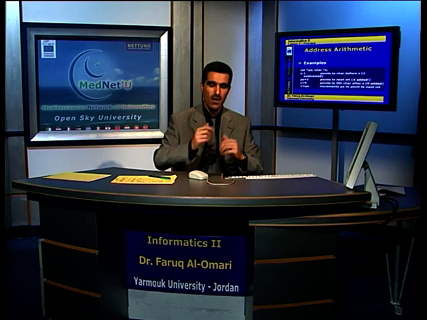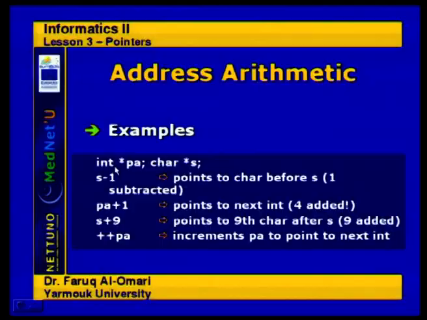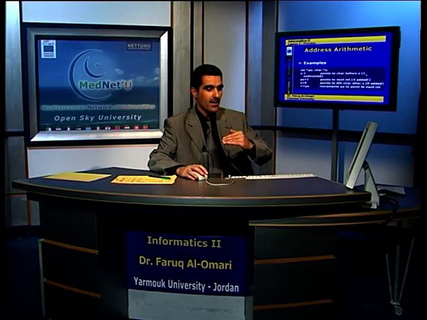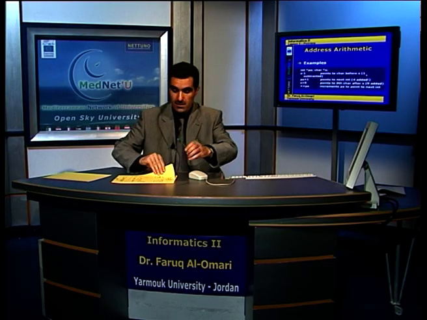Let's see some examples and how we manipulate things. Okay, and here I have 2 pointers. One of them is called PA, which points to integer, 4 bytes in memory. Another pointer called is, which is a pointer to character, 1 byte in the memory. Okay, now if I say something like is minus 1, that means I'm pointing to the character just before this character. So this points to the character before is, 1 subtracted. Okay, here's is.